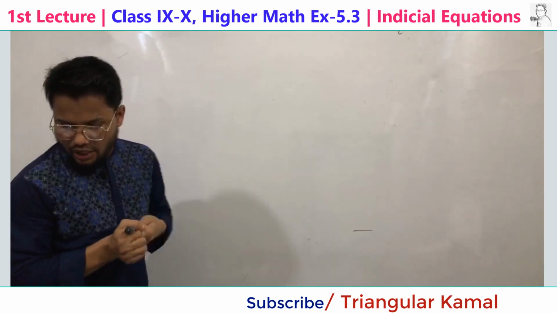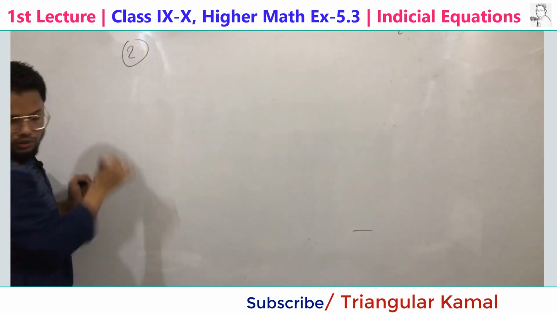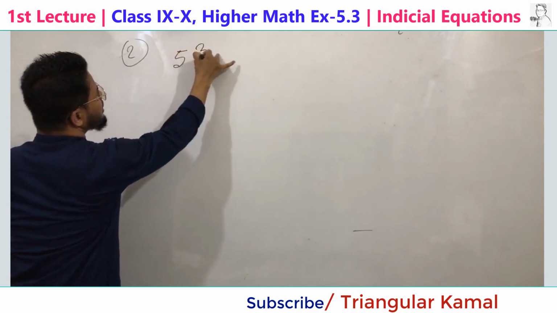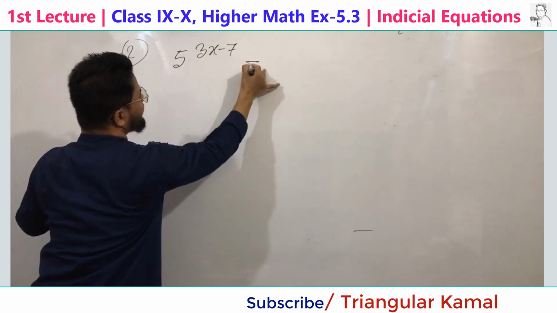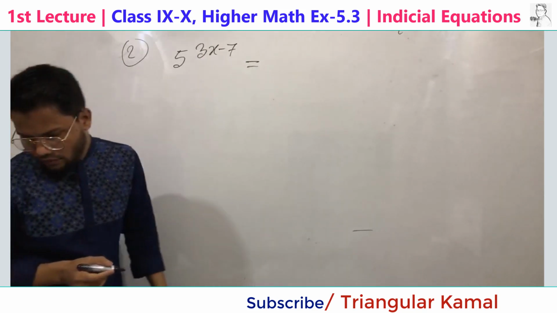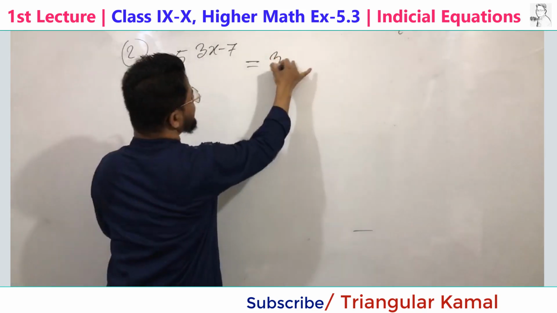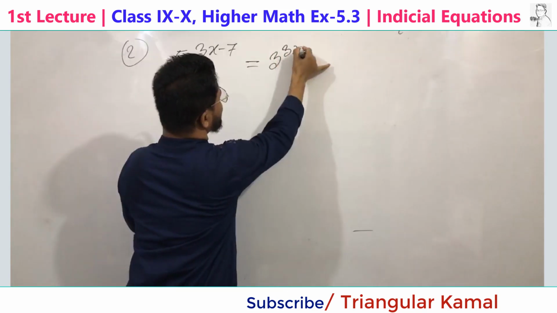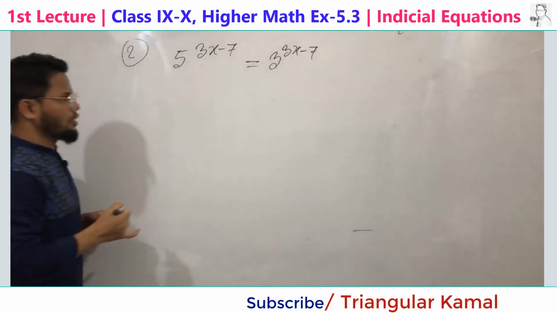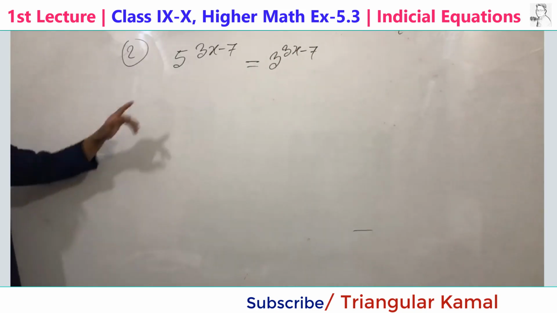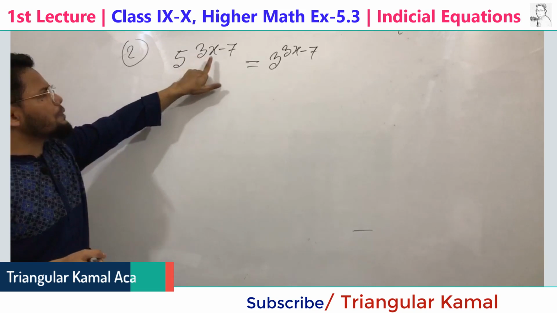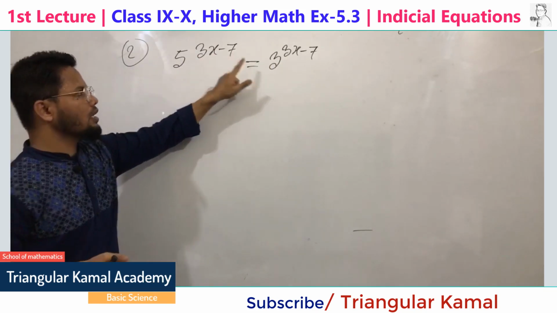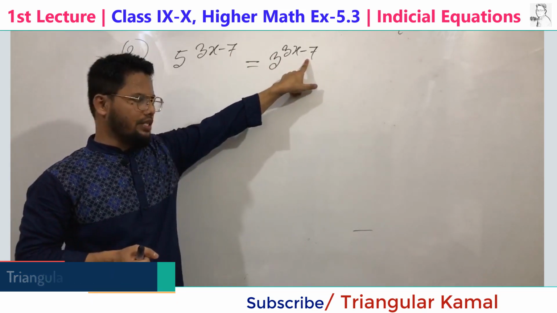Okay, dear audience, give attention. Question number 2, which is 5 to the power 3 times of x minus 7 equal 3 to the power 3 times of x minus 7. First give attention here. On both sides the power is the same, 3 times of x minus 7.